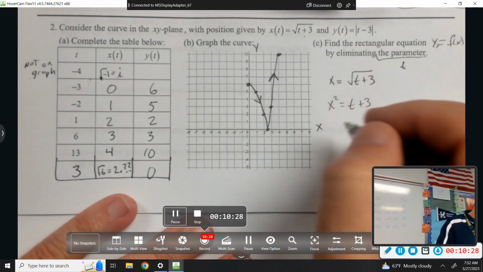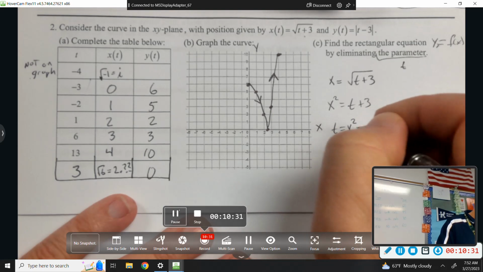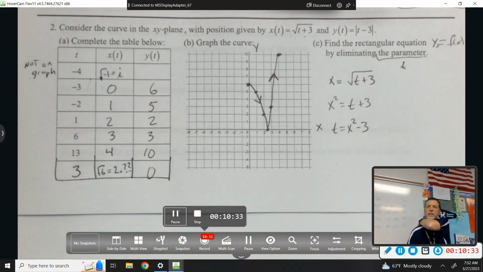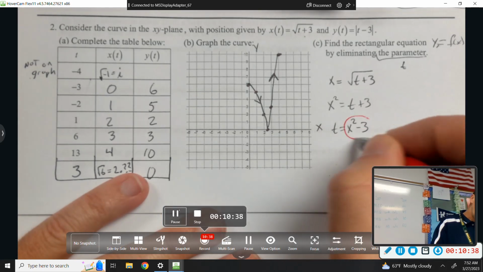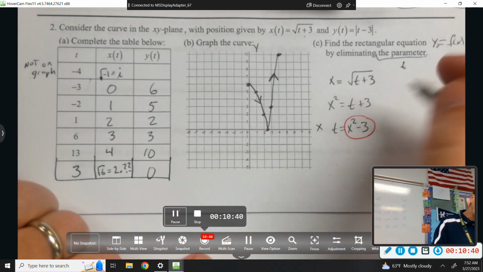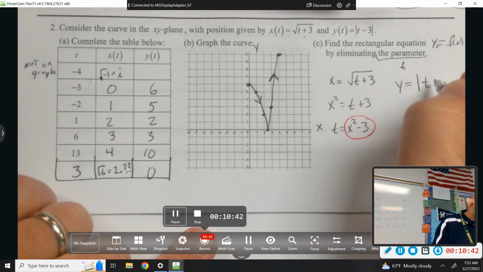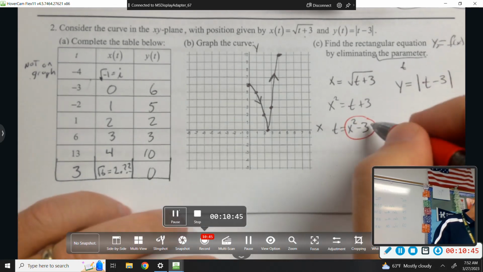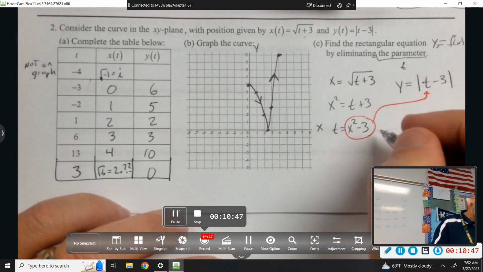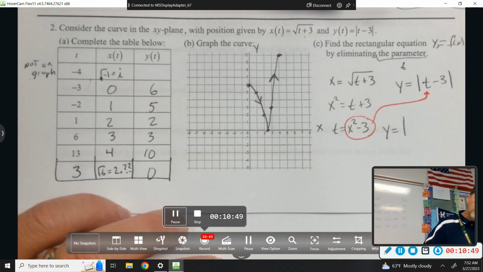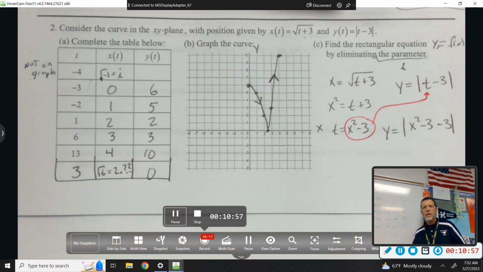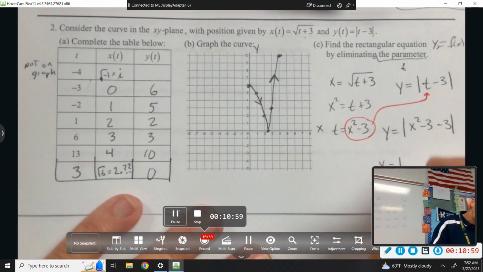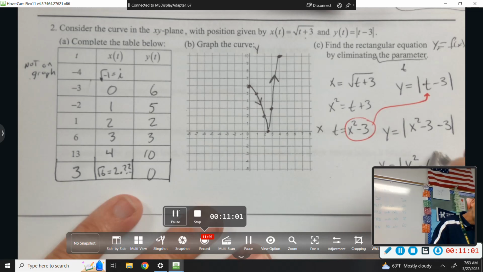So square both sides, move things around a little bit, and then x squared minus 3 goes in for t in the y equation. So y equals absolute value x squared minus 3 minus 3. So absolute value x squared minus 6.